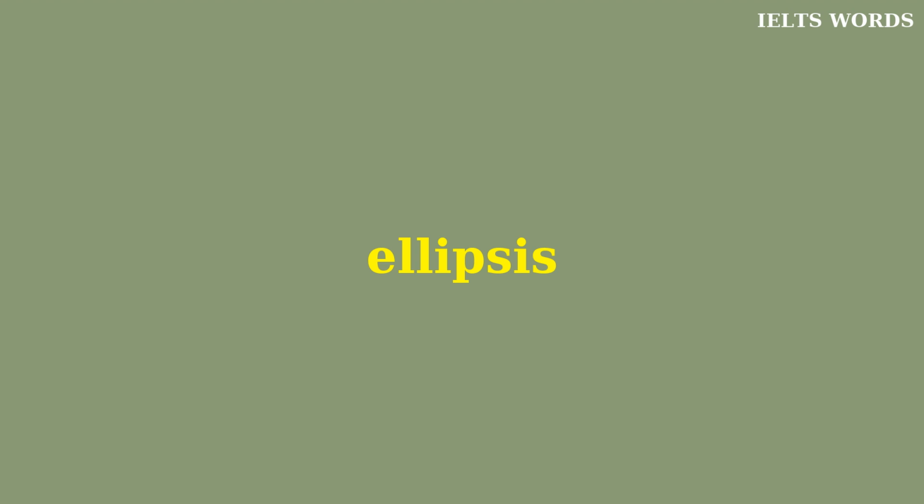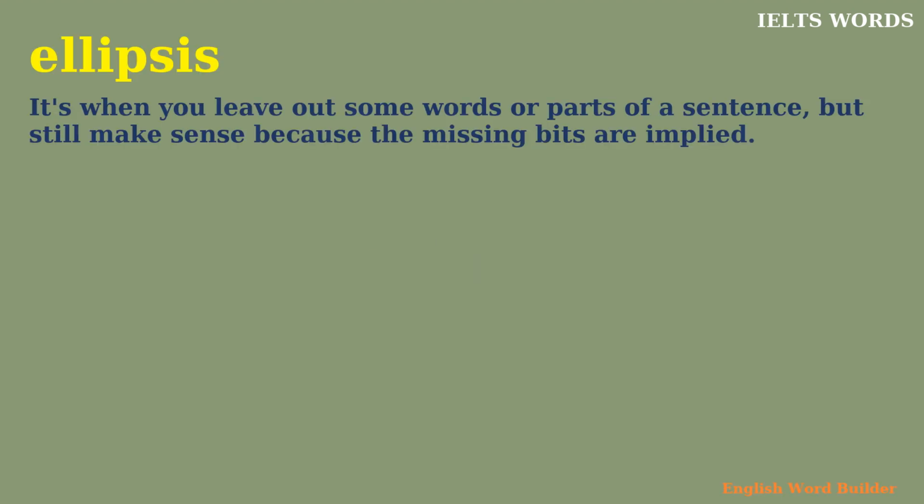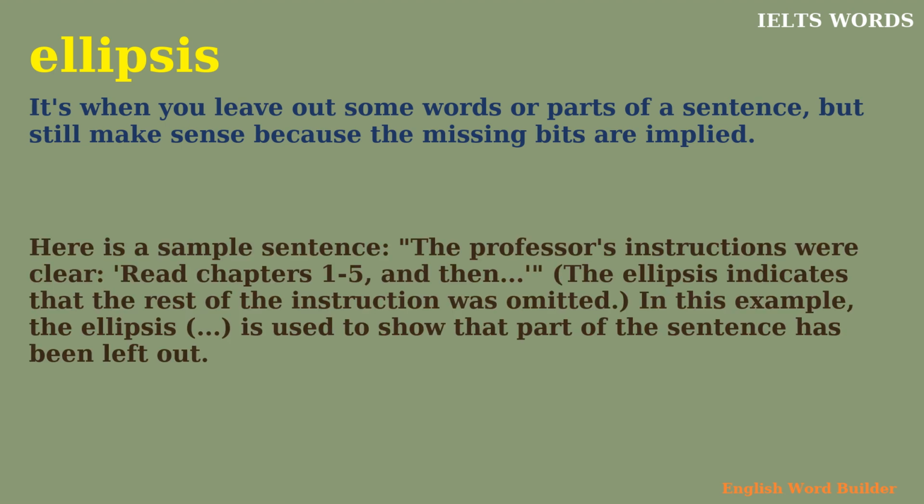Ellipsis. It's when you leave out some words or parts of a sentence, but it still makes sense because the missing bits are implied. Here's a sample sentence. The professor's instructions were clear. Read chapters 1-5, and then the ellipsis indicates that the rest of the instruction was omitted. In this example, the ellipsis is used to show that part of the sentence has been left out.